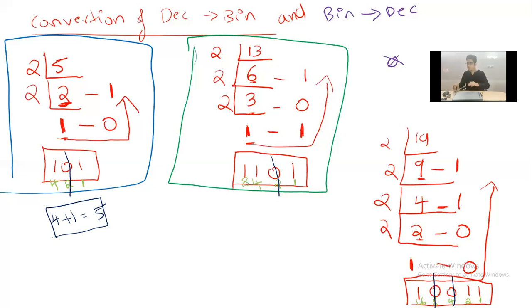Not only that, let's check here also. So here it is 8 plus 4 plus 1. What is 8 plus 4? 12. 12 plus 1? 13. Yes, 13 was the binary. 13 is the decimal value of that binary value.